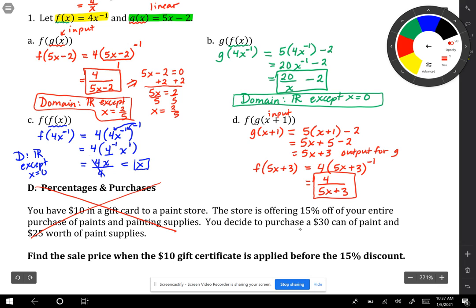And we need to set this denominator equal to 0. Subtract 3 on both sides. Divide by 5. So the domain is all real numbers except x equals negative 3/5.